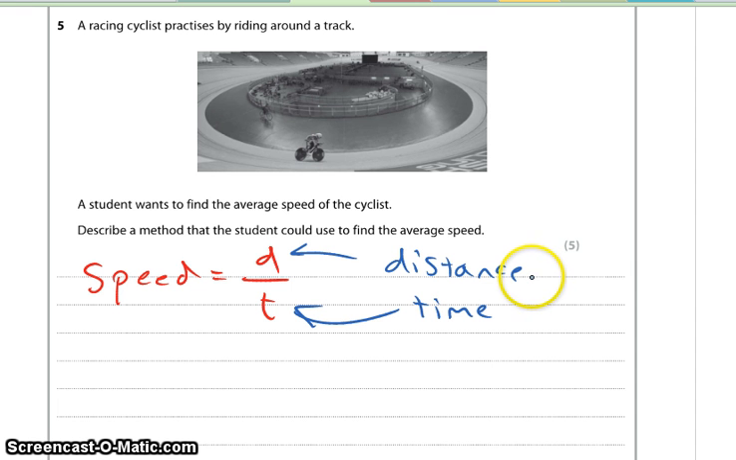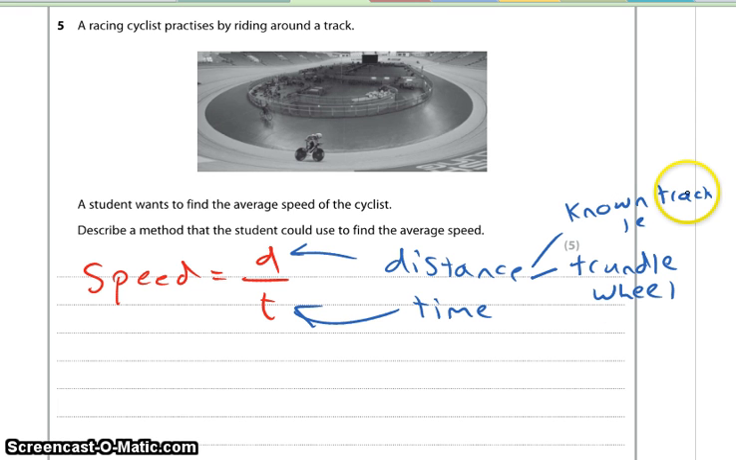Well, the distance, it could be that we use something like a trundle wheel, or it could be that we have a known track length if we're in a velodrome. Now for time, what are we going to use there? Well, it's going to use a stop clock, or some kind of electronic timing.